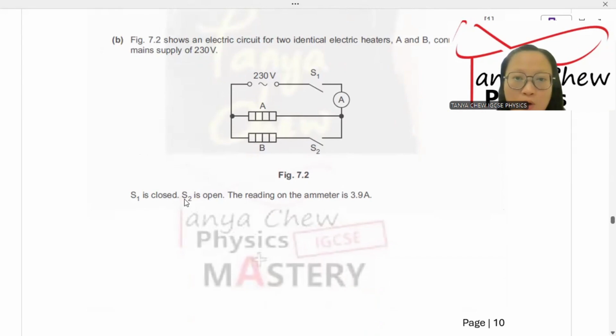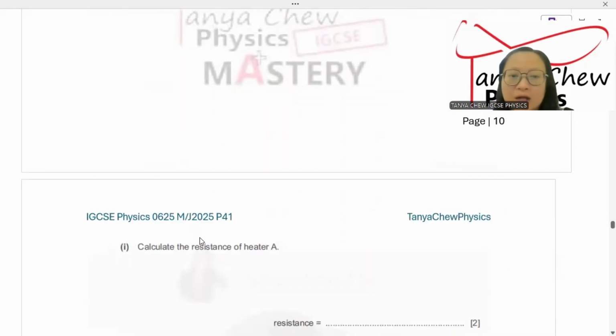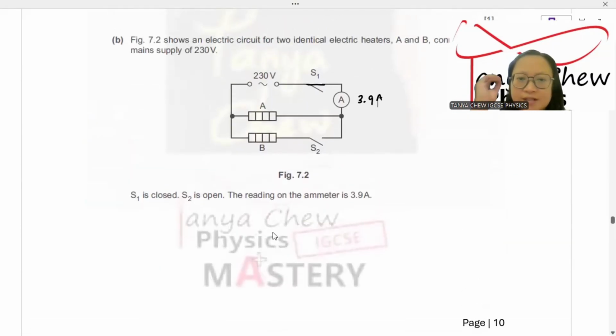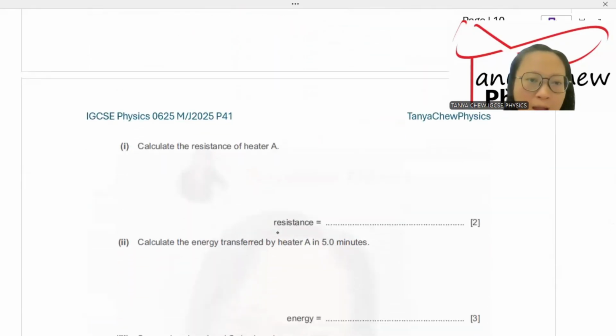As S1 is closed, I'm going to close it. As S2 is open, the reading on the ammeter is 3.9 ampere. Calculate the resistance of heater A, 2 marks given. The resistance of heater A is related to Ohm's law, so we can use V equals IR.